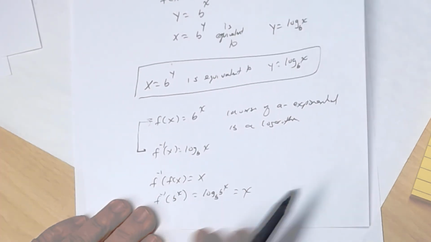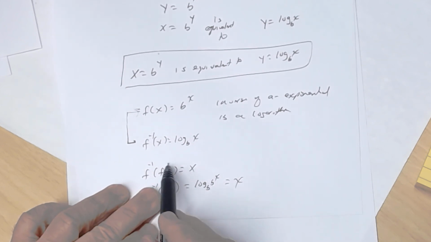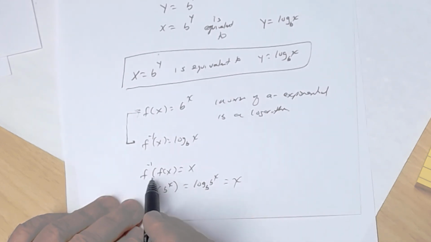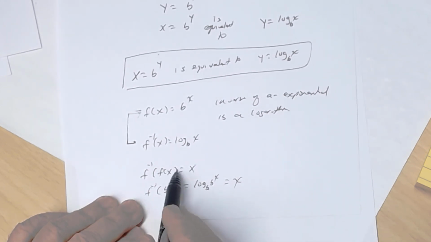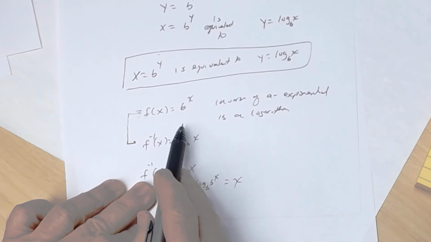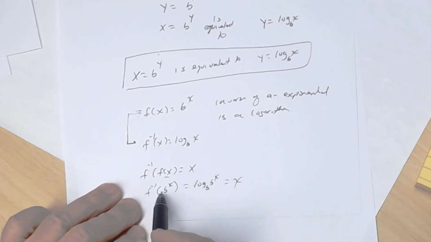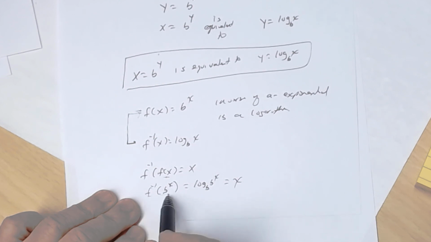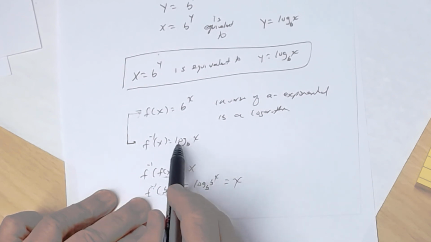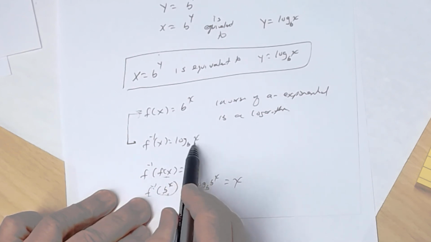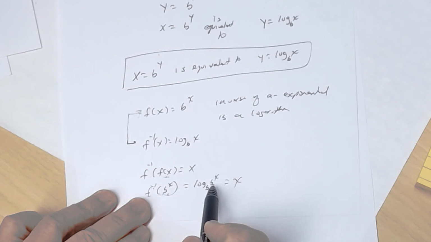When I use that approach here, I notice this. So I'm going to take this right here, f of x, which we know is b to the x. So that's this. And then to find this, I go to my inverse function, and wherever we see the variable x, I substitute b to the x. So here's my inverse function. Here's the variable x. I replace it with b to the x. So that's what you see here.